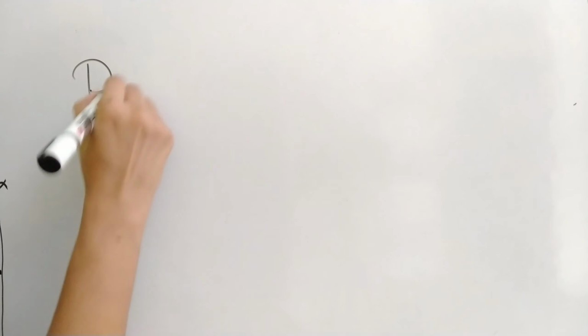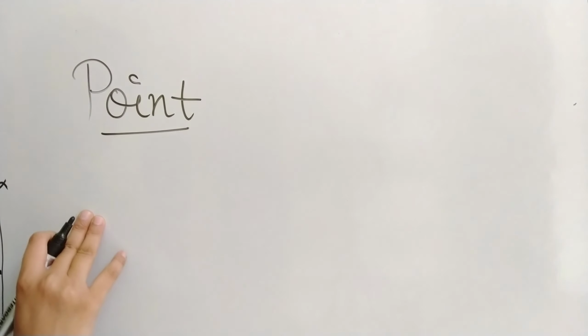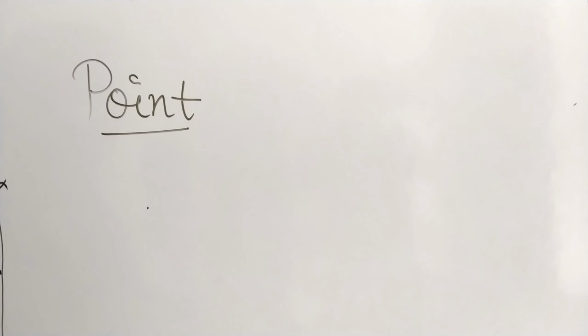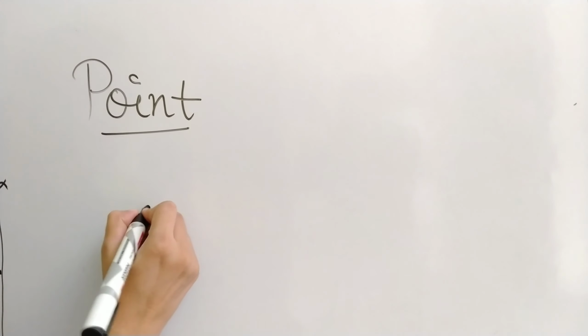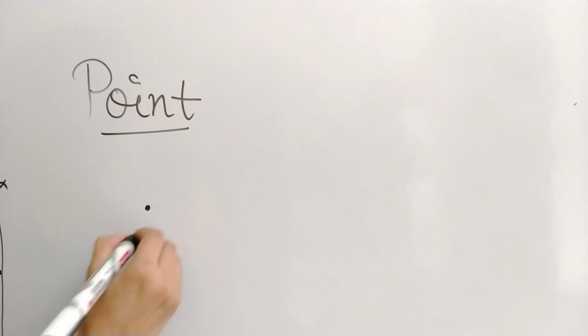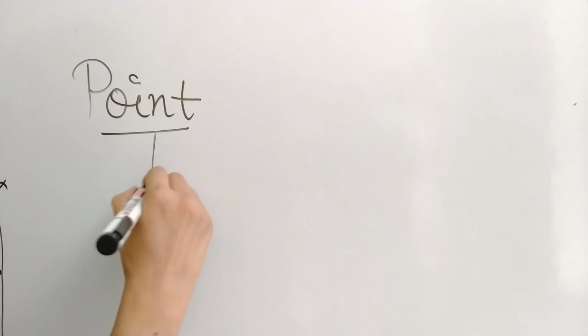What is a point? Some of these terms you already know. Whenever you sharpen your pencil and mark a sharp tip on the board, here I am darkening it so that you all can have a look. This point may vary depending on how sharp your pencil is. If you sharpen your pencil very much, then you will find a very fine dot. This particular dot is called the point.